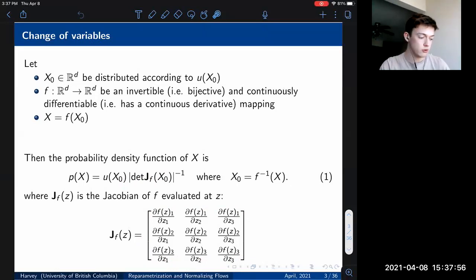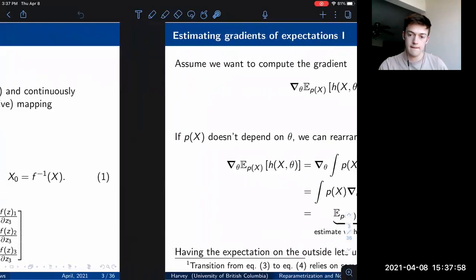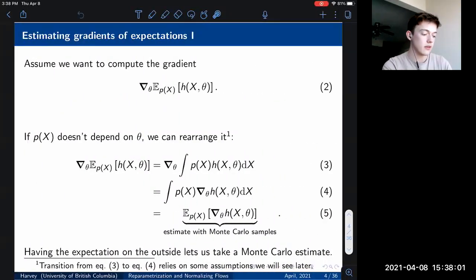All right, so moving on now. We are now going to start to look at reparameterization. This is a sort of motivation for why we want to do the reparameterization trick. We're looking at problems where we need to compute a gradient that looks like this: a gradient of an expectation. So the gradient with respect to theta of the expectation over p of x of some function h, which can be a function of both x and theta in the most general case.